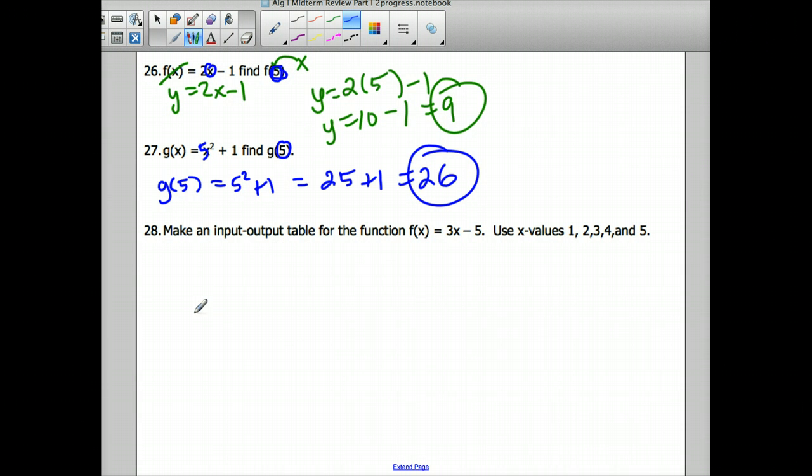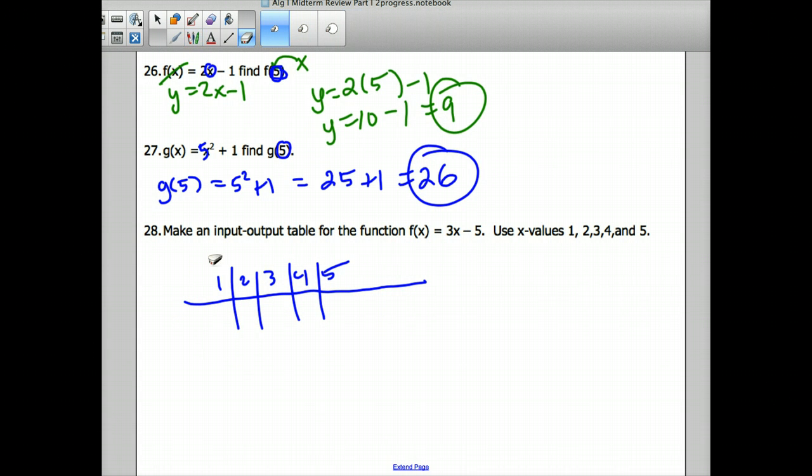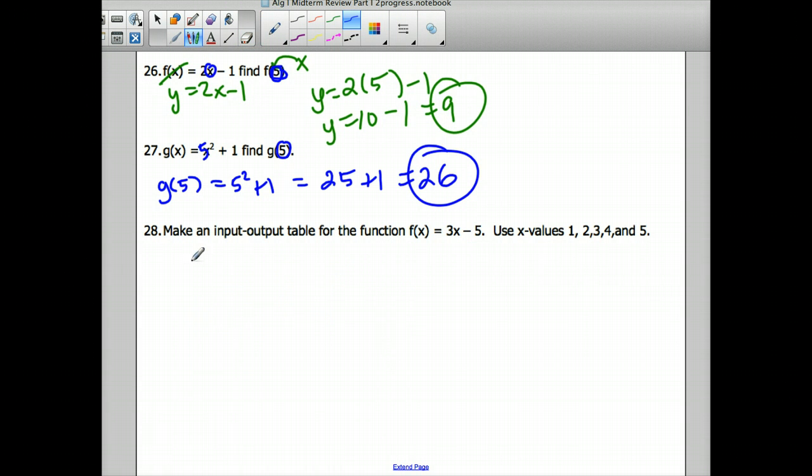Alright, make an input-output table using the values 1, 2, 3, 4, and 5. I don't think that direction is going to work as well, so it's probably better to make an input-output table like this. Input are our x's. Our output is going to be the f of x's. And just to remind myself, that's 3x minus 5.